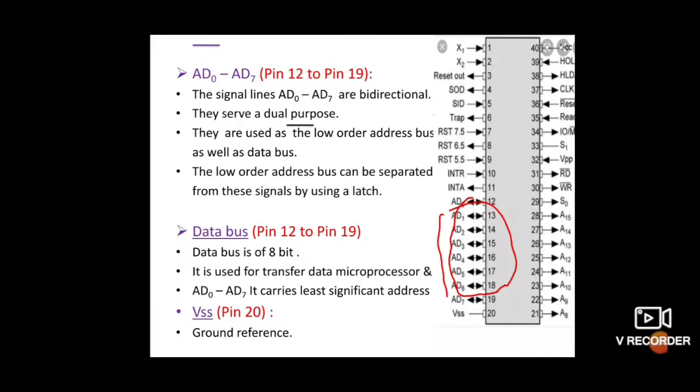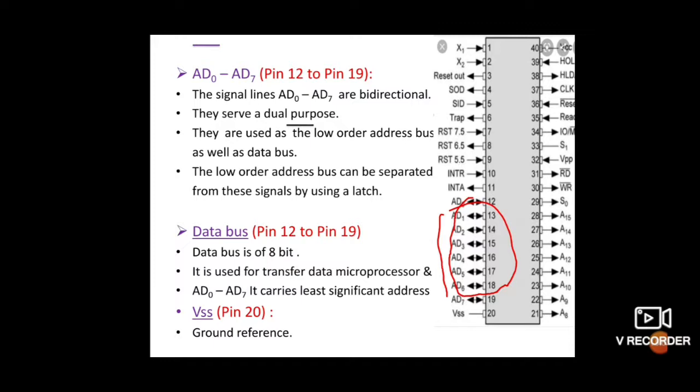The signal lines AD0 to AD7 are bidirectional. It is dual purpose. Bidirectional means input as well as output, so it is called bidirectional, and it is also called dual purpose.